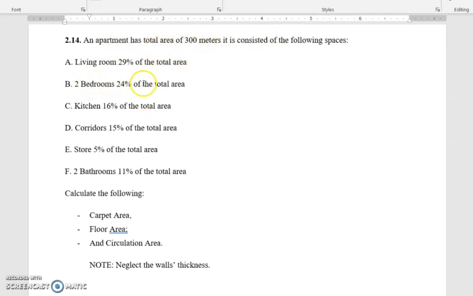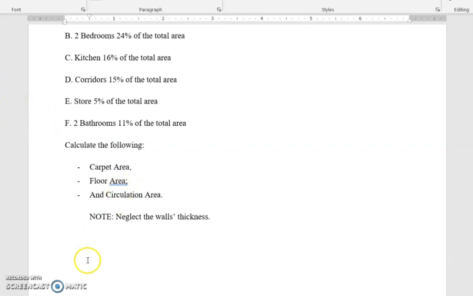Two bedrooms 24% of the total area. هذه الاثنين يعني كلاهما مو كل واحدة 24. لو جمعت هذه بيطلع عندك 100%. Kitchen 16%, corridors 15, store 5, two bathrooms 11%. So calculate the following. Neglect the walls thickness.